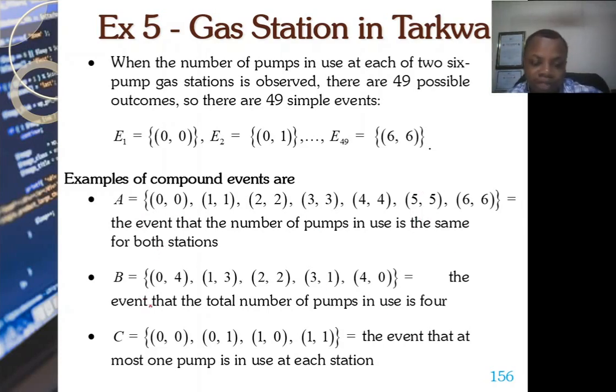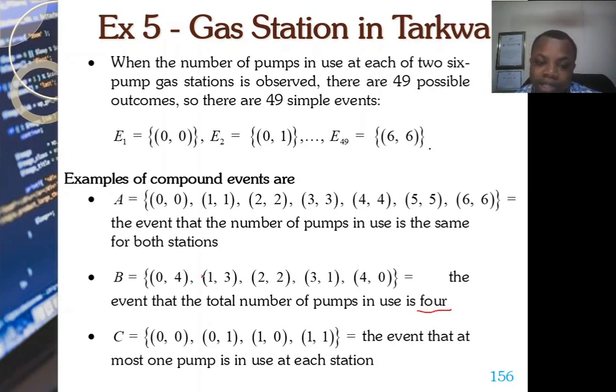We could also look for an event that the total number of pumps being used in both of these stations is 4. Once it comes to that, we could do so many combinations. It could be that at station 1 no pump will be in use, but at station 2, 4 pumps are being used. Now remember the event that the total number of pumps being used is 4. Emphasis is being laid on this number, 4.